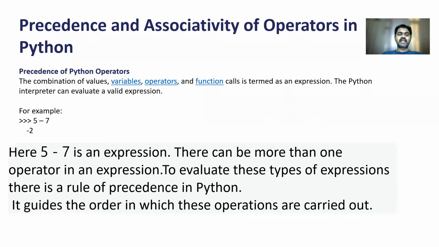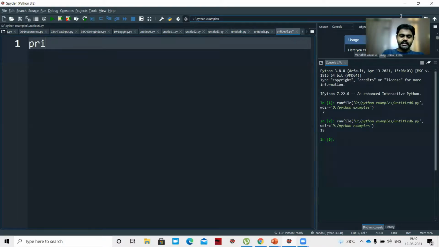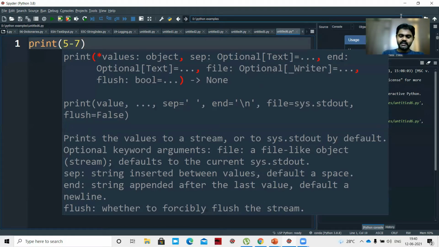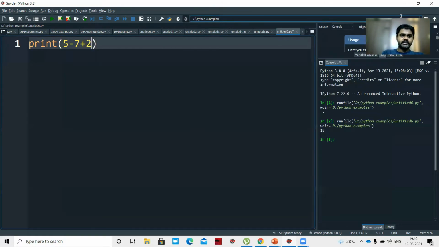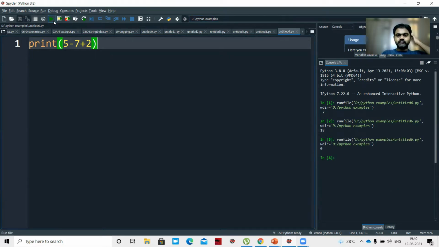The combination of values, variables, operators, and function calls is termed an expression. So in Python, for example, if we say 5 minus 7, we'll get minus 2. Here 5 minus 7 is an expression. There can be more than one operator in an expression. To evaluate these types of expressions, there is a rule of precedence. So if I say print 5 minus 7 plus 2, what do we get? We get 0.